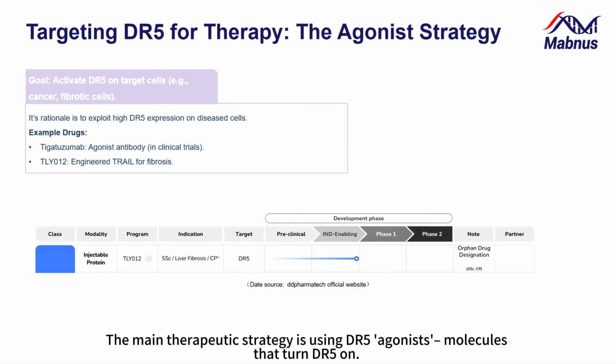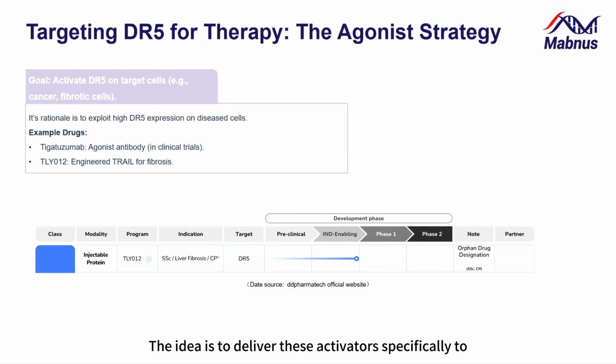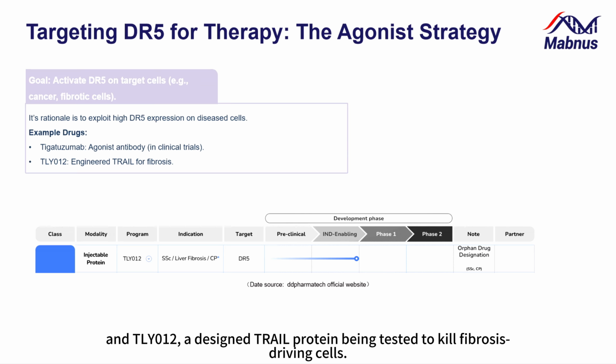The main therapeutic strategy is using DR5 agonists, molecules that turn DR5 on. The idea is to deliver these activators specifically to diseases where cells overexpress DR5, like cancers or fibrotic tissues, to selectively induce their death. Examples include tigatuzumab, an antibody drug in trials for cancer, and TLY012, a designed TRAIL protein being tested to kill fibrosis-driving cells.